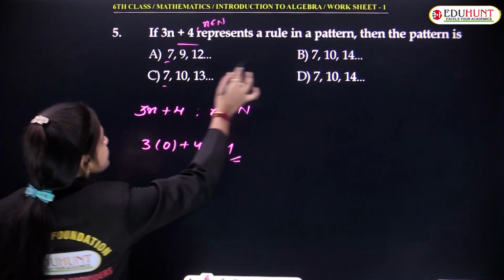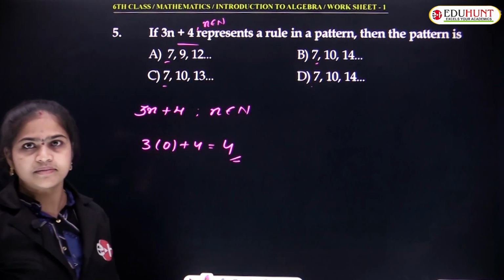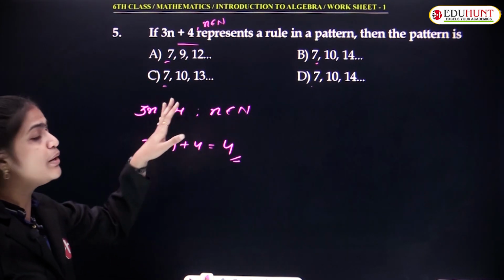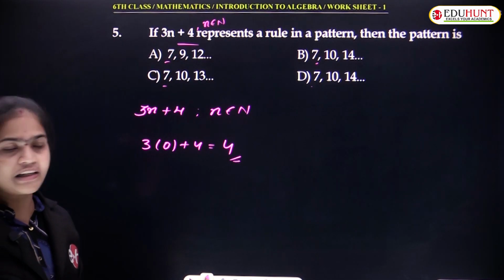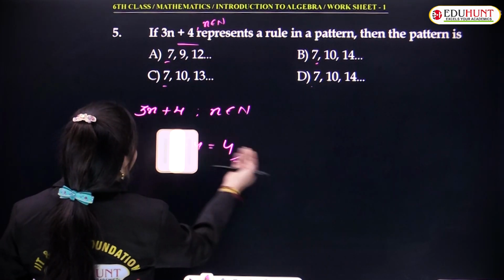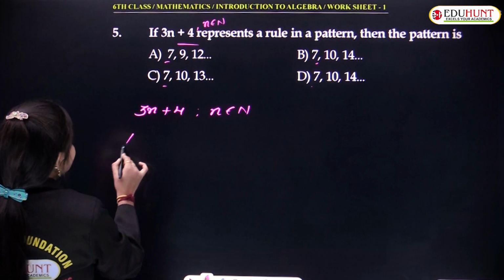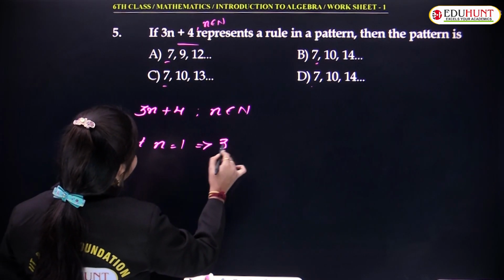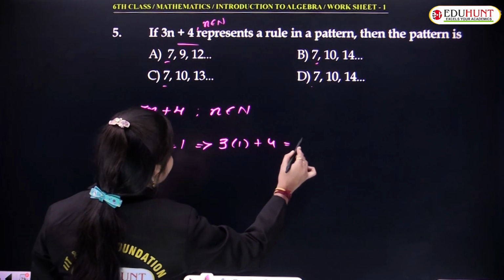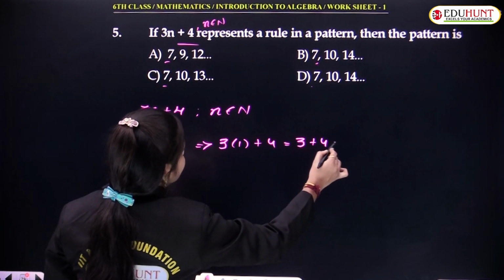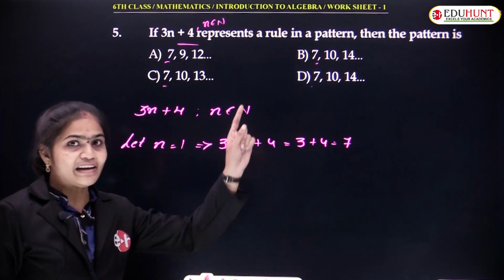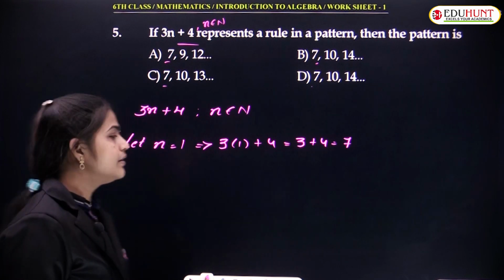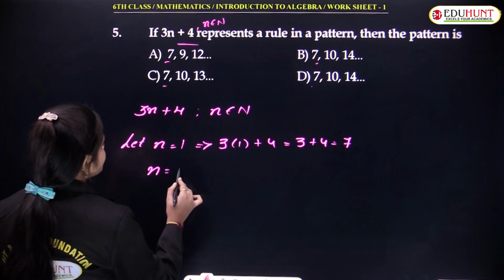But here in these options, 4 is not there at the start. That's why n does not belong to whole numbers; here n belongs to natural numbers. Am I clear? As per this condition, first let n equal 1. Then 3 into 1 plus 4 is 3 plus 4, which is 7. In all the options, 7 is the first number. Clear?